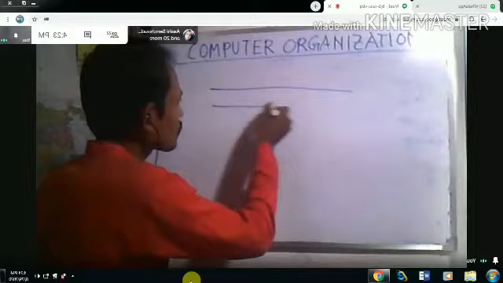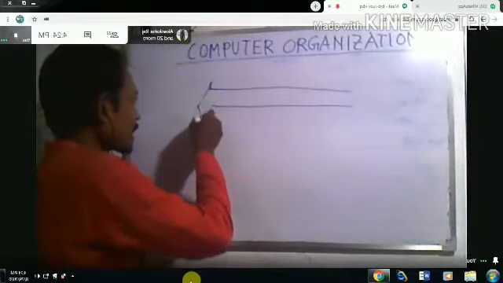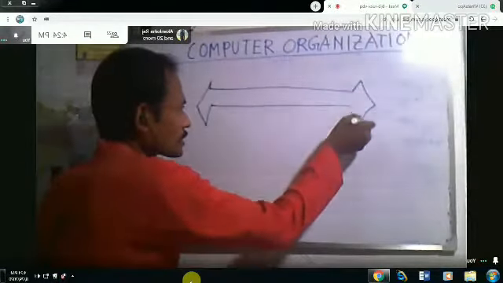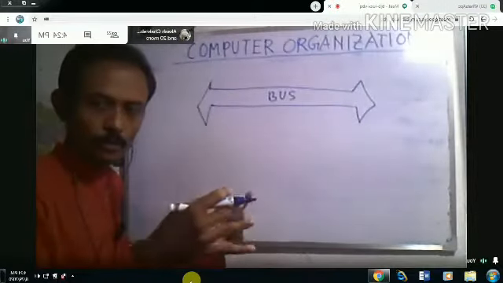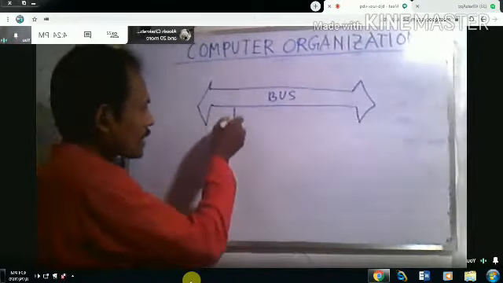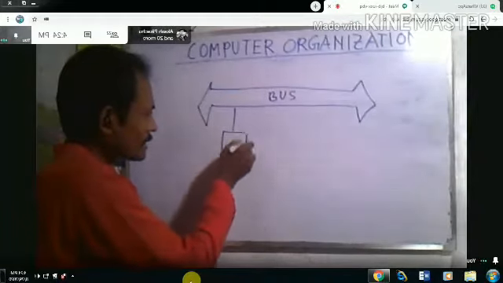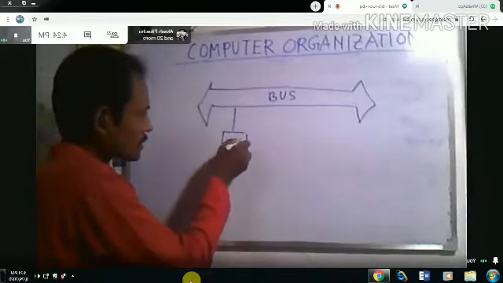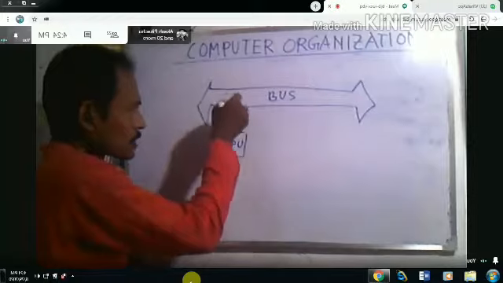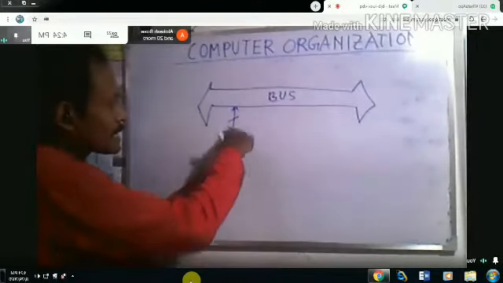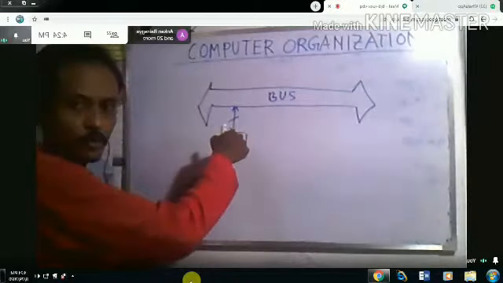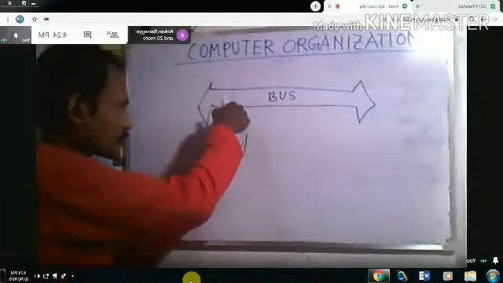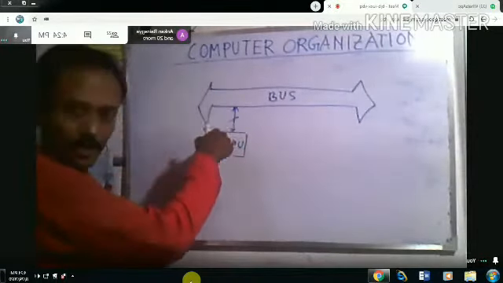Last day we drew this diagram. Suppose this is the bus. Bus means the word. Through this bus, the main component of the computer system, the CPU, the central processing unit, is interconnected. That means the CPU can send some information to the bus, and from the bus the CPU can also take some information. That's why this double headed arrow is given here.